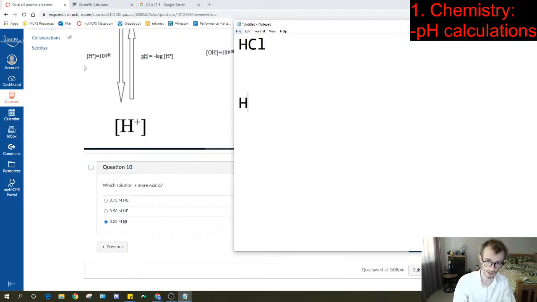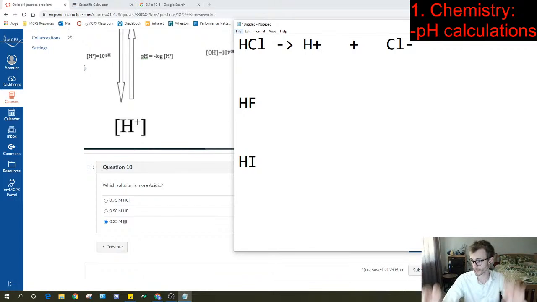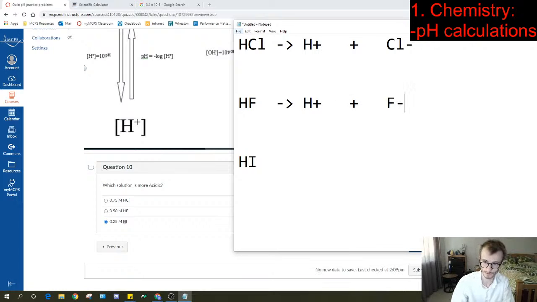HCl, HF, HI. All three of these are going to split up into their constituent parts. So you're going to need an H plus and a Cl minus. It's going to split up into two pieces. This is going to do the same thing: H plus, F minus. Okay? H plus, I minus. We're all going to split up.